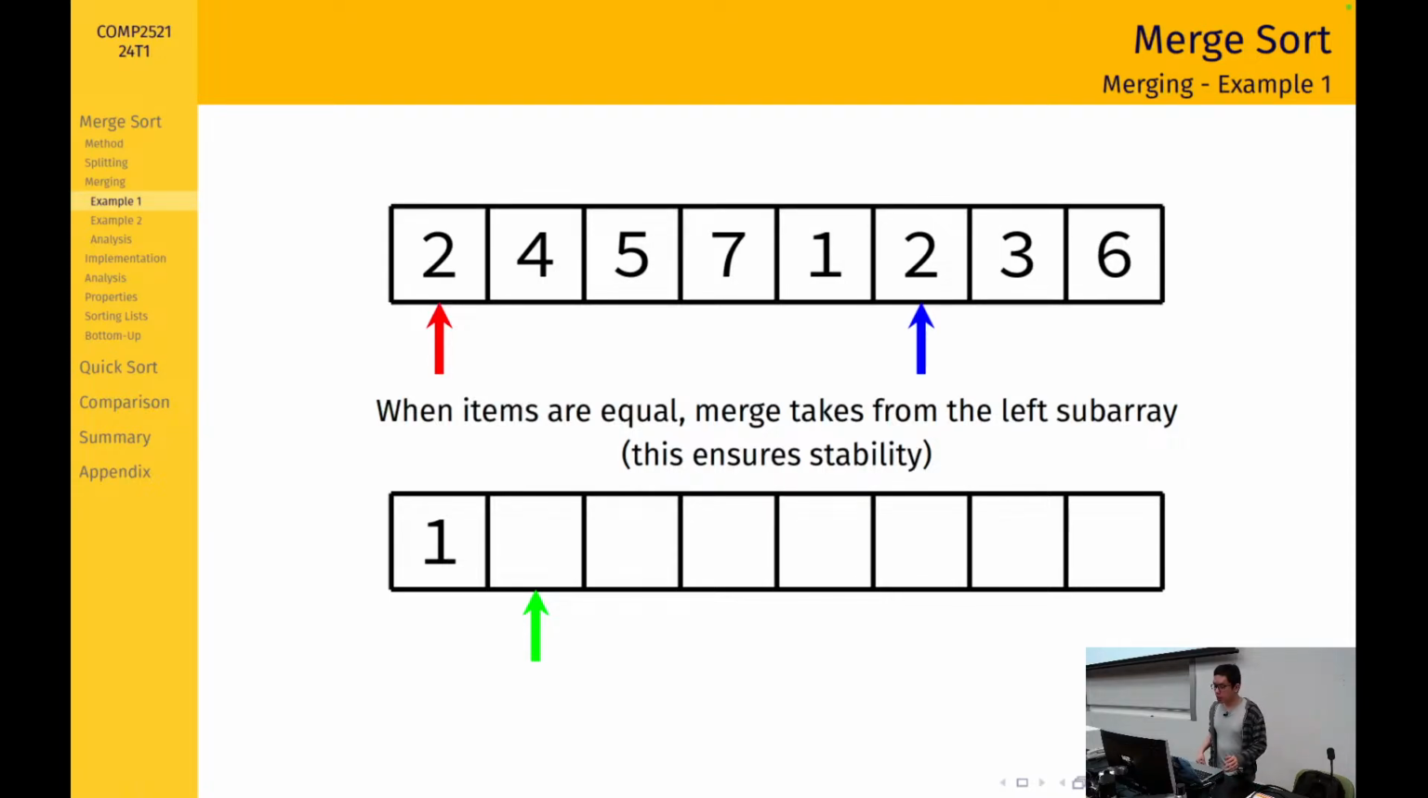So now we have two elements which are the same. We have a 2 which we haven't used yet on the left half, and we have this 2 on the right half. So what do we do? If we have items that are equal, then we take the item from the left half. This guarantees stability, this makes sure that merge sort is going to be stable. So we take from the left half and copy it down.